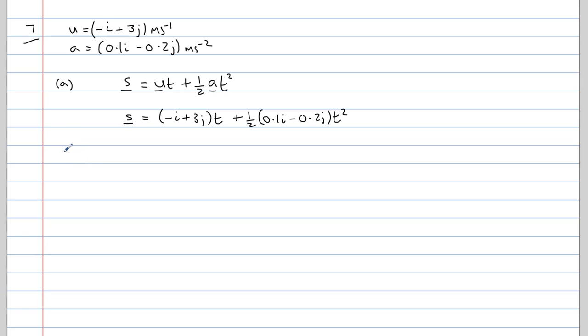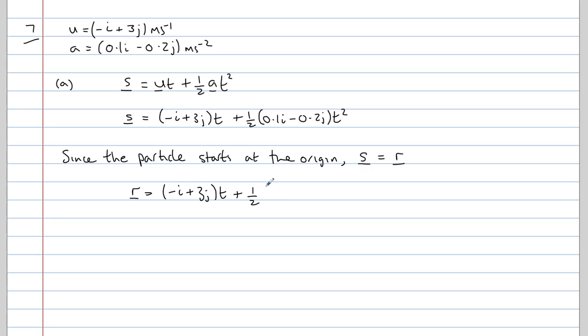And since the particle starts at the origin, the displacement vector, which just represents the displacement from your start point to your end point, is the same thing as your position vector, which is your displacement from the origin. So in this specific case, r is the same thing that we have here: minus i plus 3j multiplied by t plus a half of 0.1i minus 0.2j t squared. Now in the exam, there's no real need to write down any of this information at the start. If you're confident with these kinds of questions, you could just write the answer down straight away.